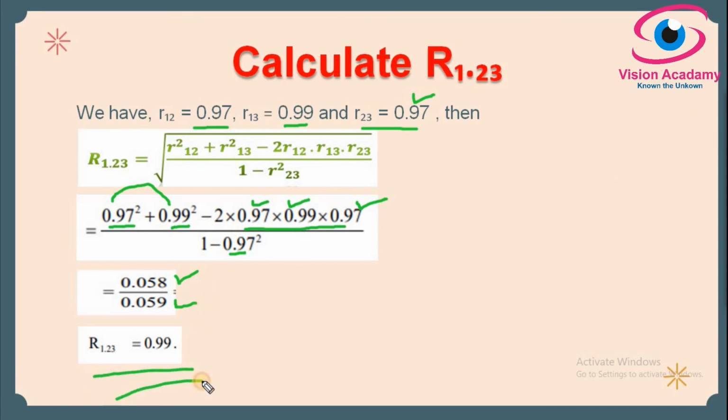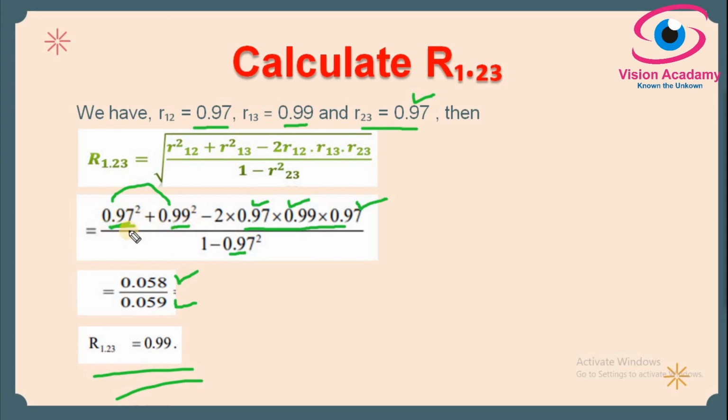0.99. So here it is very simple, we have to make a square of the respective value wherever we have a square. For example, 0.97 square means 0.97 into 0.97. Here 0.99 into 0.99.